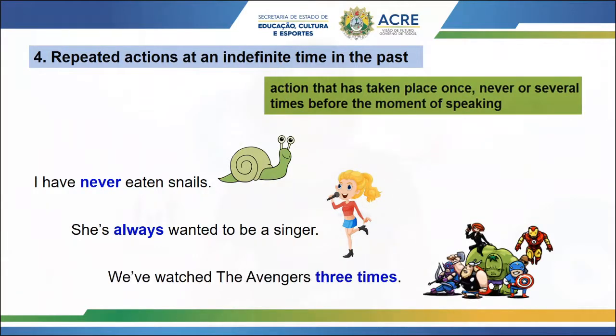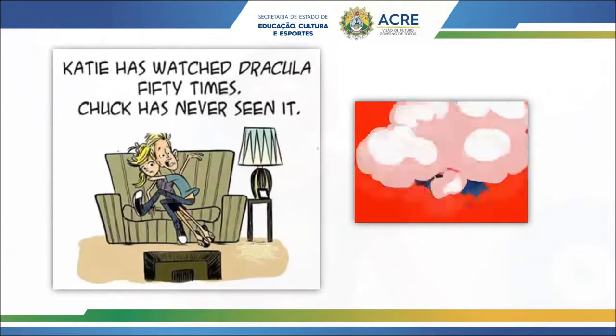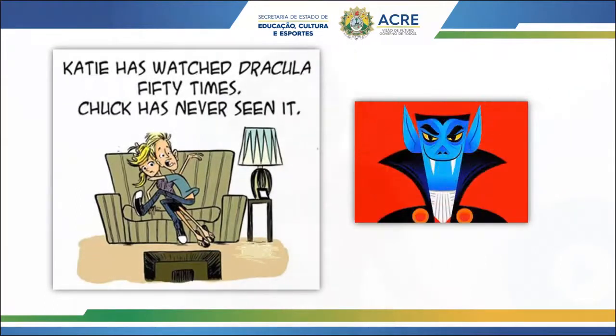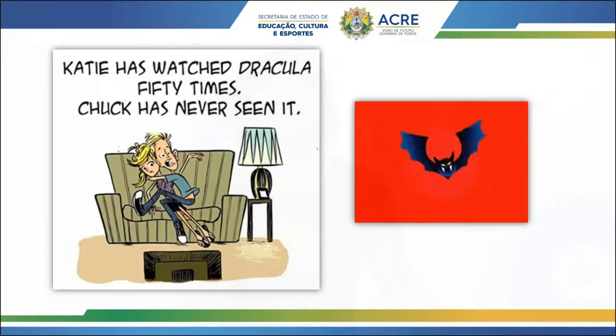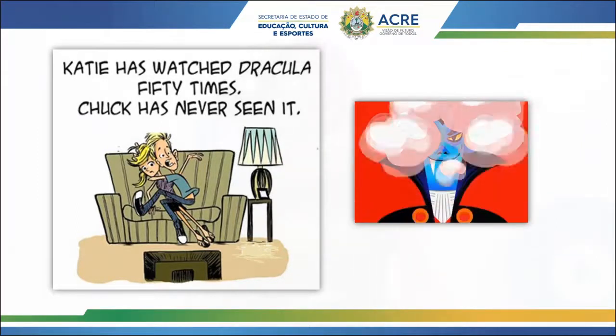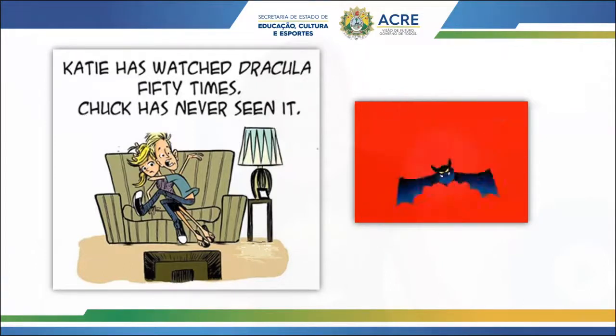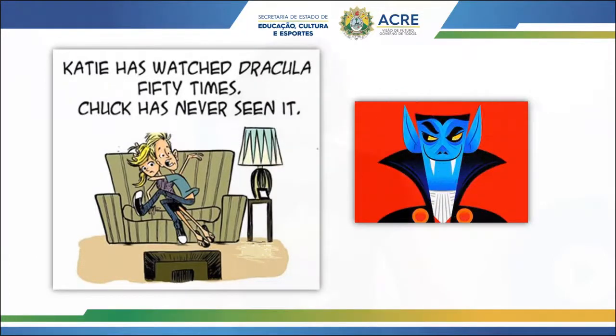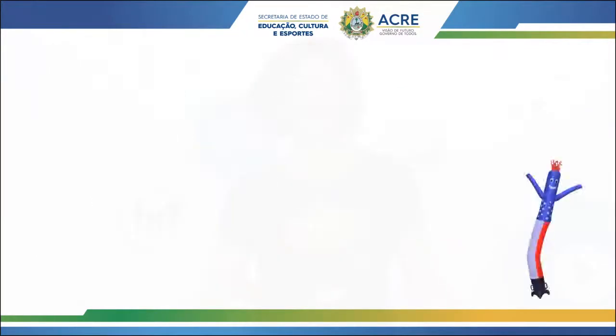Sentence 3. We've watched The Avengers 3 times. It is a repeated action. Another example. Katie has watched Dracula 50 times. It is a repeated action. Chuck has never seen it. It is an action that has never happened.